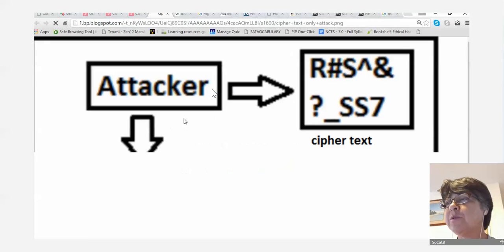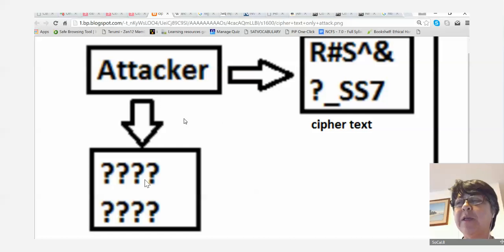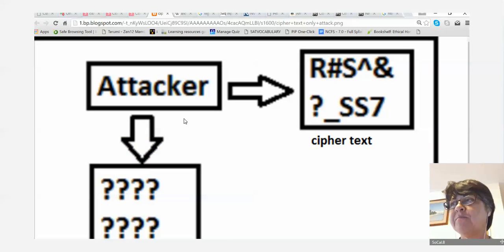With brute force, you say, okay, here's a ciphertext. I don't know what the plain text is, question mark, question mark. So let me stick it into the deciphering algorithm using the key and see if I could get something meaningful out of it. That's basically a brute force attack.